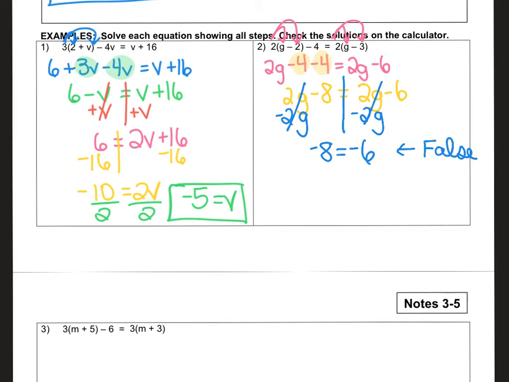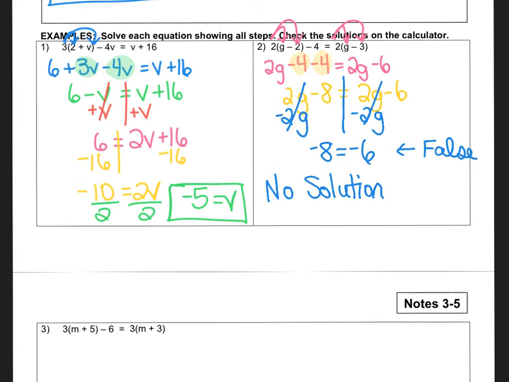So this means that there's not really an answer to this question. So the way we would answer this is we would put no solution. What that means is no matter what number I plug in for g in this problem, each side of the equation will never equal each other. And that's the point of an equation, is for them to equal. So you can't just tell me false. The answer is not 0. There is no solution to this.